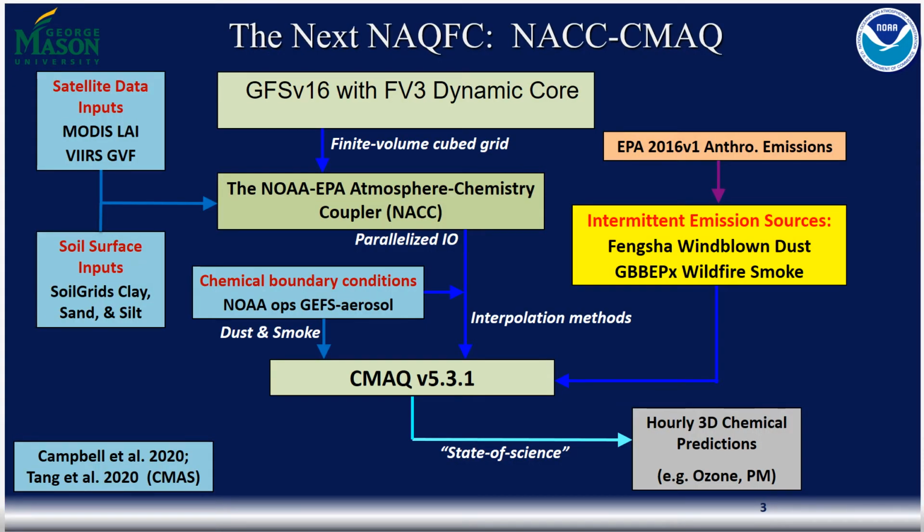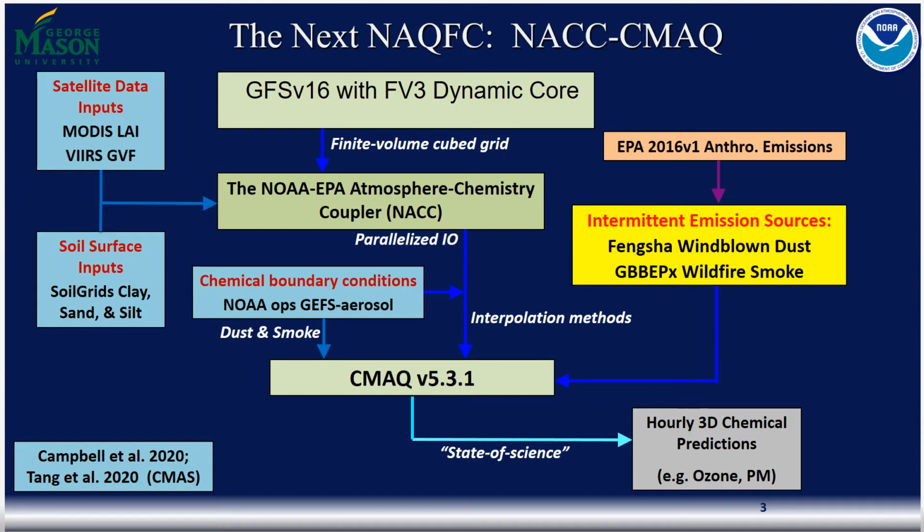Here, I show the next NAQFC, NACC-CMAQ. In the flowchart at the top, GFS-16 is processed by our adapted NOAA-ARL Atmosphere-Chemistry Coupler, or NACC. This provides parallelization techniques and direct interpolation to feed CMAQ 5.3.1 from GFS-16. Also included on the left are updated satellite inputs, such as MODIS leaf area index and VIIRS greenness vegetation fraction. We also include updated soil surface inputs based on soil grids, clay, sand, and silt.